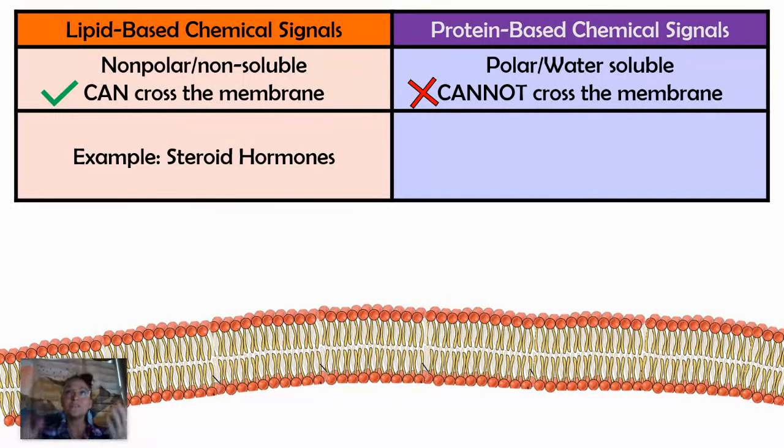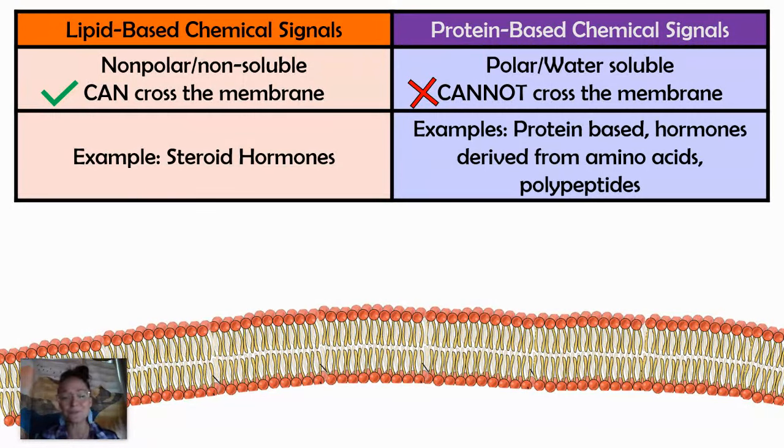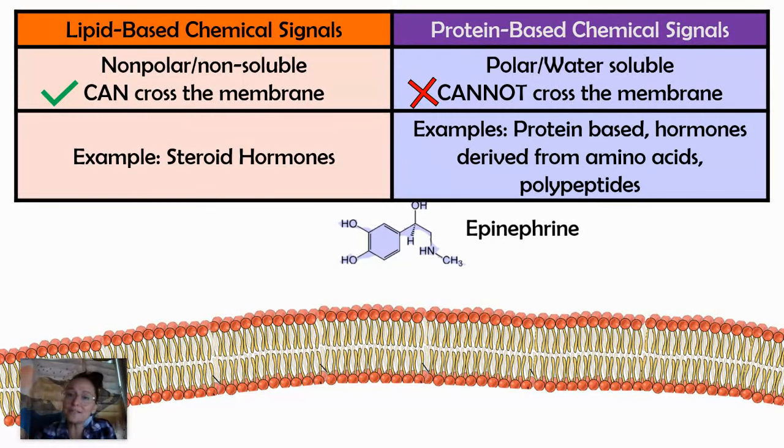So we want to think, if a cell is receiving a message, or first off, let me continue with the chart. Examples would be any chemical signals that are protein-based. They can be hormones that are derived from amino acids or polypeptides, so at some point in that chemical signal, they're based in a protein. An example of this would be epinephrine, which is like a modified amino acid. Epinephrine cannot cross that membrane. So how does it communicate with its target cell if it can't get through the cell membrane?